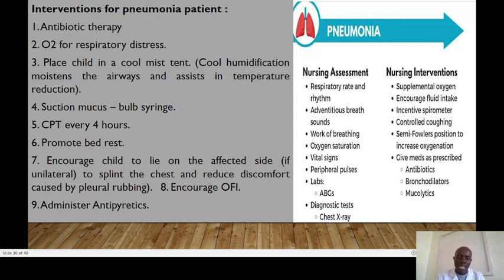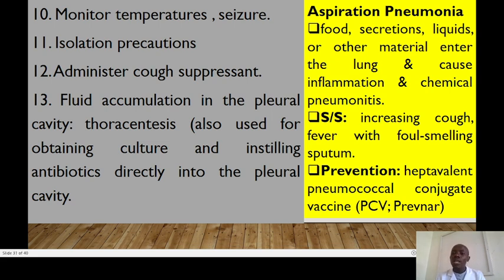All right, okay guys, so you also need to monitor the temperature so that you rule out seizures, and institute the isolation precaution measures. Precaution measures will be popping up, and you can also review the lecture on the isolation precaution measures. Next, administer cough suppressant, and fluid accumulation in the pleural cavity can require thoracentesis, which we can use to obtain a culture from it and know which kind of microbes are found there. And we can also use the same thoracentesis to instill some antibiotics directly into the pleural cavity.